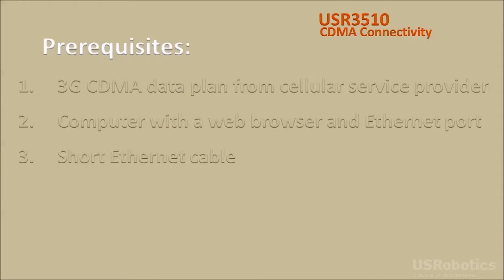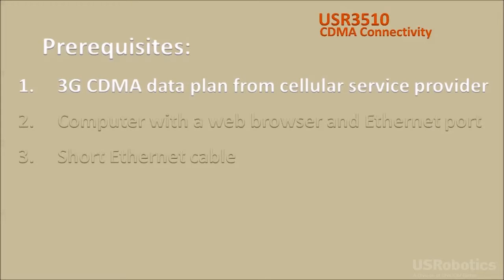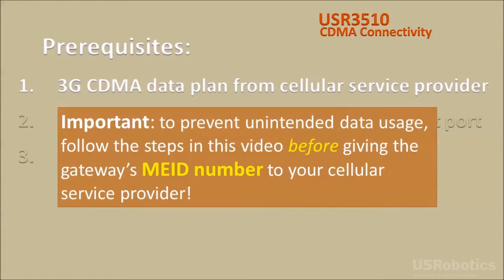First, there are a few requirements before you can get connected. You'll need to contact a cellular service provider for a subscription to a data plan on a 3G CDMA cellular network. Ask your US Robotics sales representative if you need help finding a cellular service provider. The cellular service provider will require the gateway's MEID number to complete the activation, but to prevent unintended data usage during gateway setup, you should follow the steps in this video first.